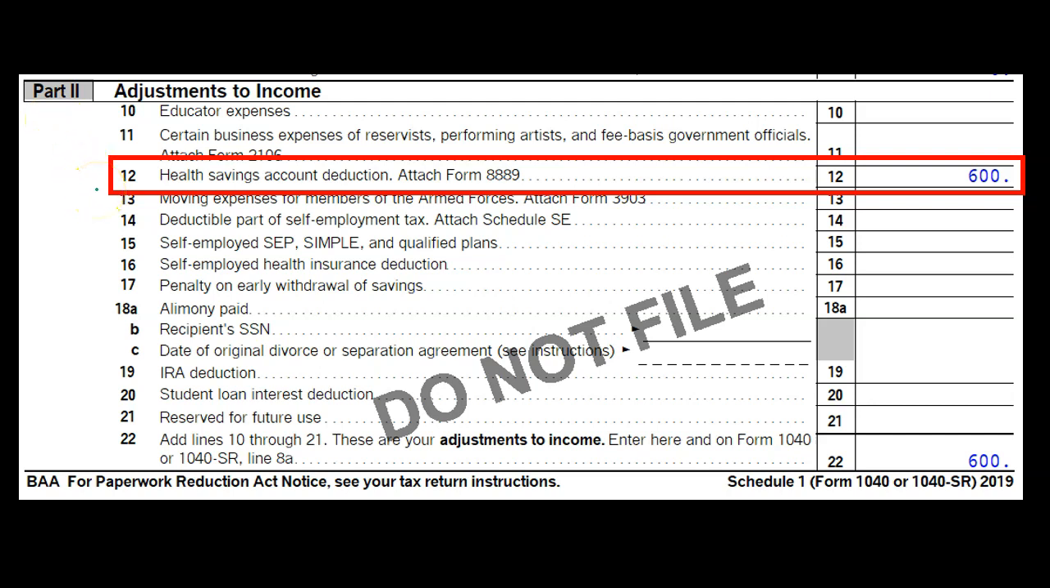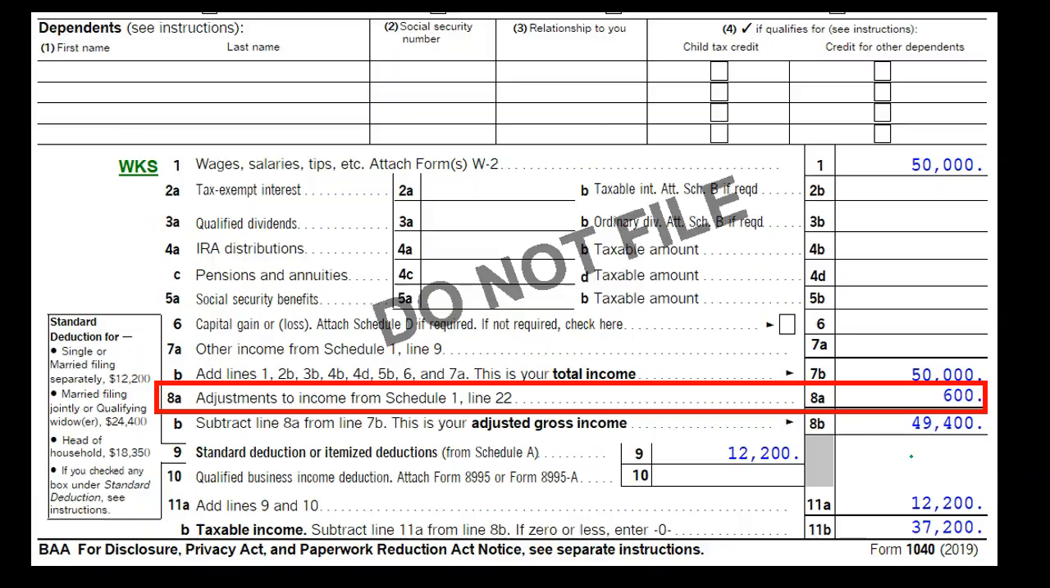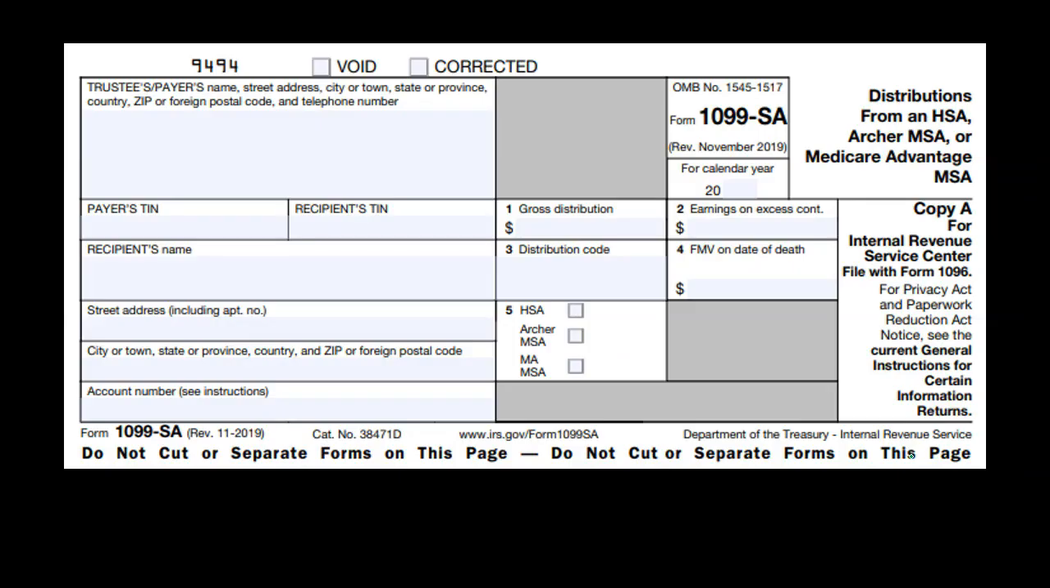We're focusing here on line 12, Health Savings Account Deductions. We would then see Form 8889, which would be another form that would be attached, supporting the 600. The 600 here then adding up to the Adjustments to Income, which would then be found on the first page of the 1040. We also note that you may receive a 1099. We'll talk more about this later. 1099-SA, related to distributions from an HSA.